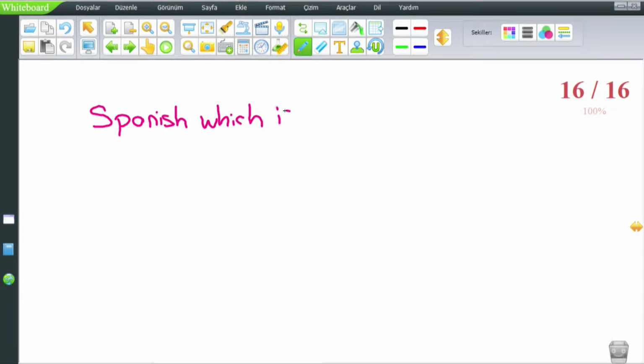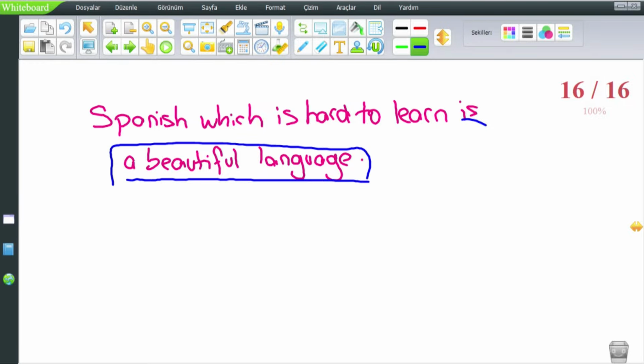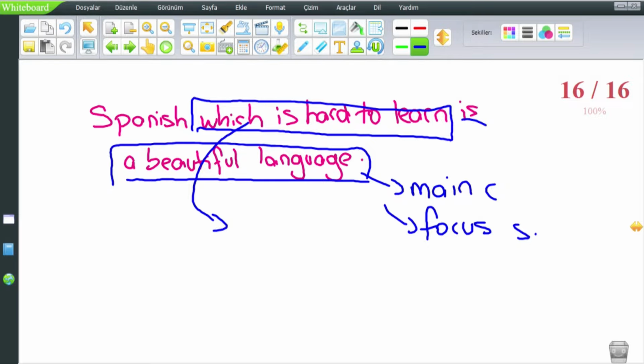Or I could do it otherwise: Spanish, which is hard to learn, is a beautiful language. This time I drew attention to Spanish being a beautiful language. This time this is my main clause and the focus of my sentence. This time the extra information, describing the subject, is that Spanish is a hard language to learn. Again, it works like an adjective in this example. We said that this is the relative clause of the sentence.